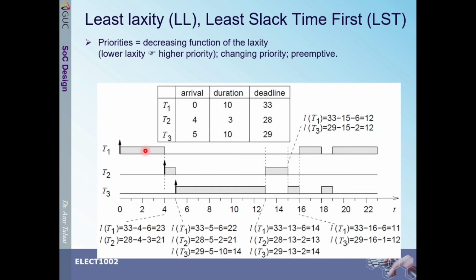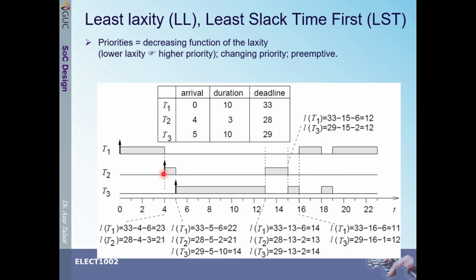I should preempt T1, and I will start T2. Then T3 arrives. I have 33 minus 5 minus 6 for T1. As the 6 is the remaining time, then it's 22. The laxity is 22. T2, 28 minus 5 minus 2 is 21. But think about T3. I arrived at 5. I have a duration of 10 clock cycles, and the deadline is 29. So my laxity is only 14. So I should start T3. Then T3 here is going to preempt T2.